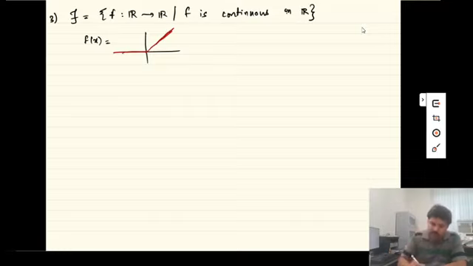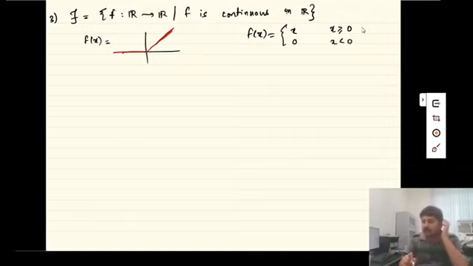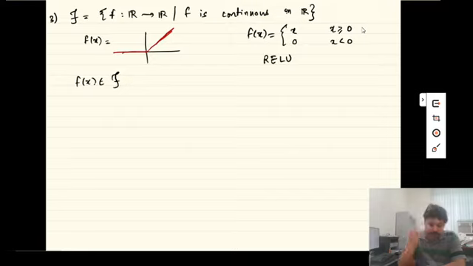So how is this function defined? This function is defined as f(x) equal to x for x greater than or equal to 0, and 0 for x less than 0. This is a very interesting function. You will see, or might already know, that it is called the ReLU function. This particular function is continuous over the entire R, and so this function f(x) obviously belongs to F.